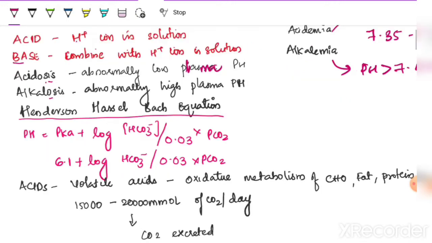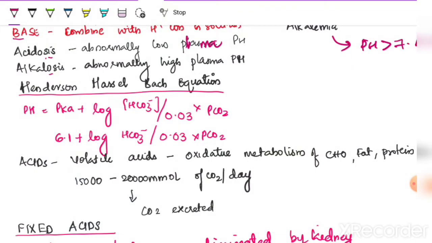Now, the basis of acid-base balance is the Henderson-Hasselbalch equation. In this calculation, the formula for pH is pKa plus log of HCO3 by 0.03 into PCO2. Substituting the constant pKa, it is 6.1 plus log HCO3 by 0.03 into PCO2. So it finally shows that pH is a function of the ratio between bicarbonate and PCO2.